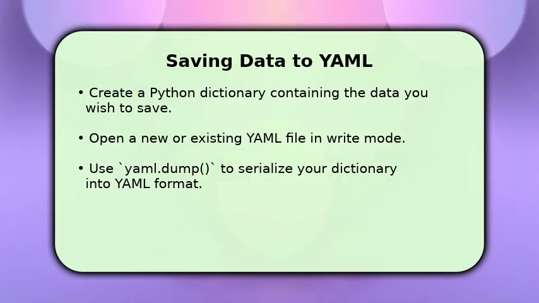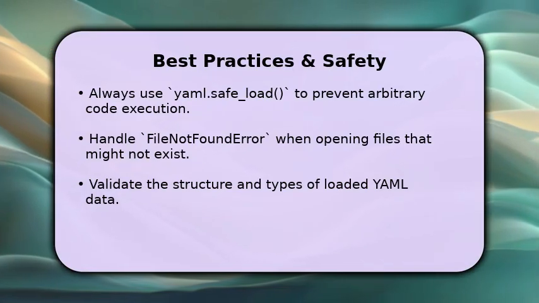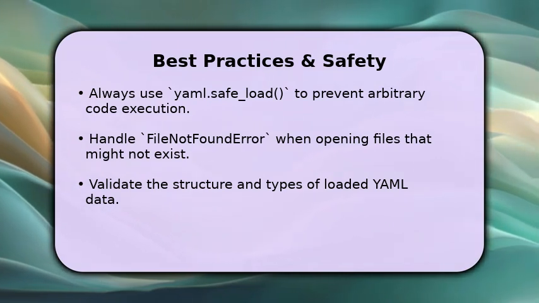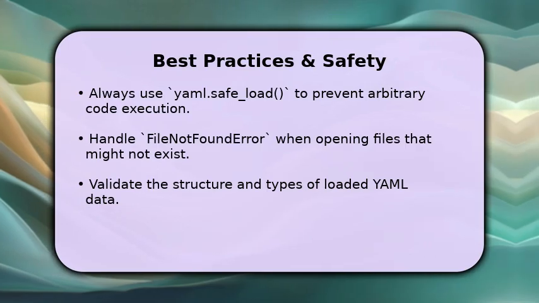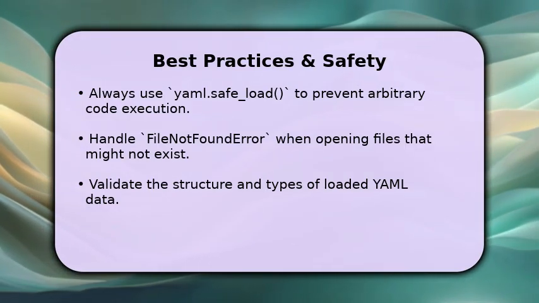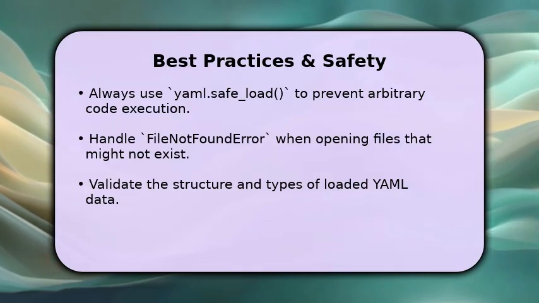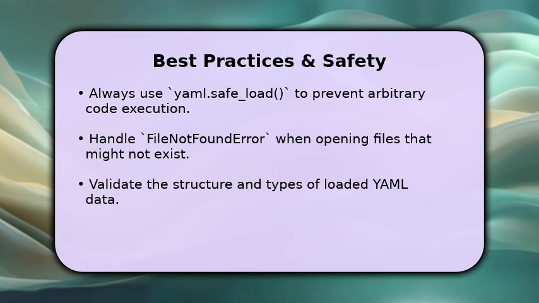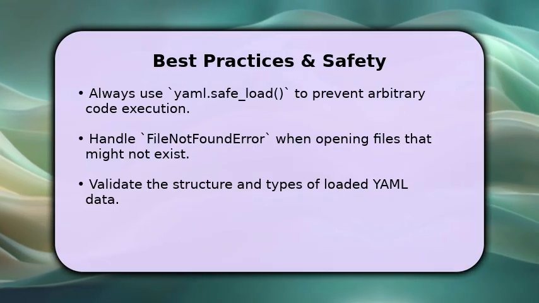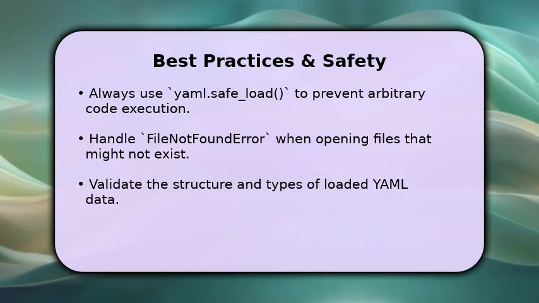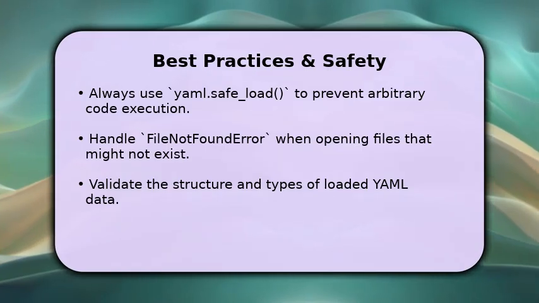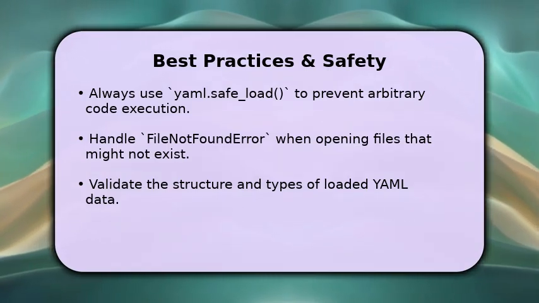For robust applications, always prioritize safety and best practices. Crucially, use yaml.safe_load instead of yaml.load to mitigate security risks by preventing the execution of arbitrary code. Implement error handling, such as a try except block for FileNotFoundError, to gracefully manage missing files. After loading, validate your data's structure and types to ensure it matches your expectations. Finally, maintain clear, well-commented YAML files. This significantly improves long-term maintainability and collaboration.